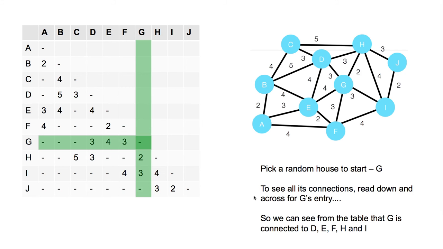So if we pick any random house, say for example G, then we can access its connections by reading across from G. So here we've got D, E and F, and down, and here we've got H and J. So by reading across and down for any house, we can access the connections and the length of those connections.